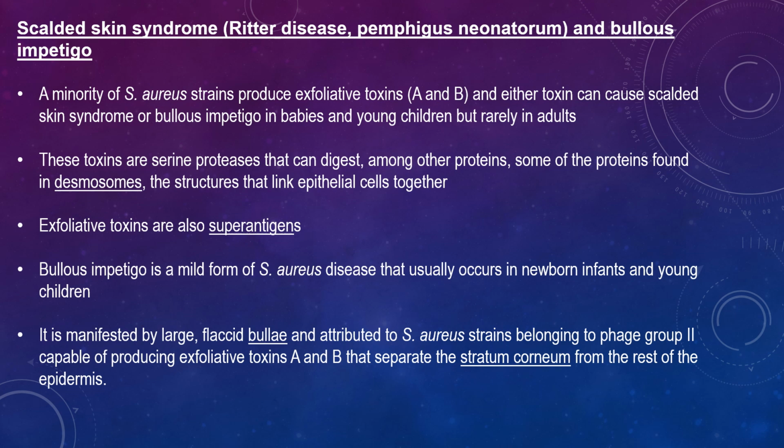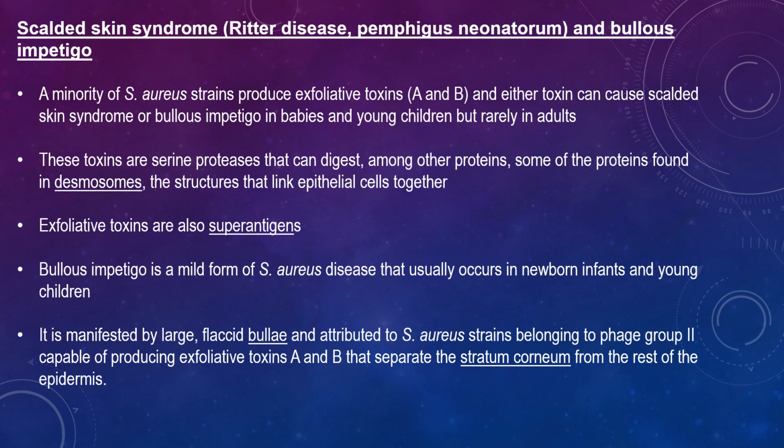So moving on to scalded skin syndrome, such as Ritter's disease, pemphigus neonatorum, and bullous impetigo. A minority of S. aureus strains produce exfoliative toxins A and B, and either toxin can cause scalded skin syndrome or bullous impetigo in babies and young children, but rarely in adults. These toxins are serine proteases that can digest, among other proteins, some of the proteins located in desmosomes, the structures that link epithelial cells together.